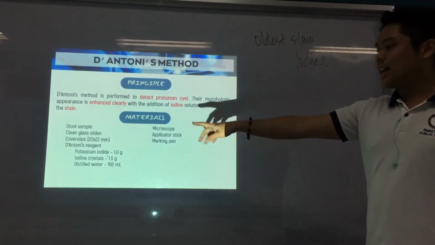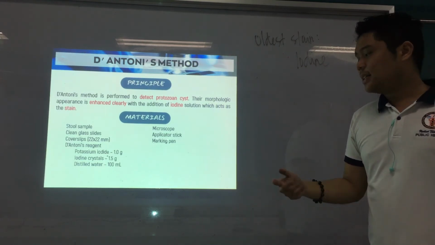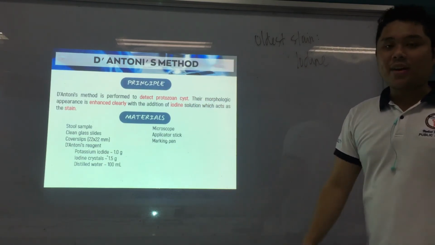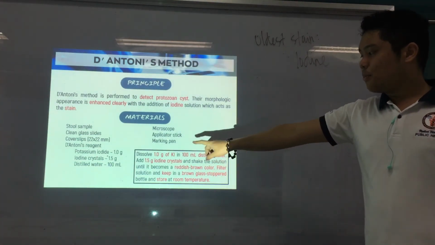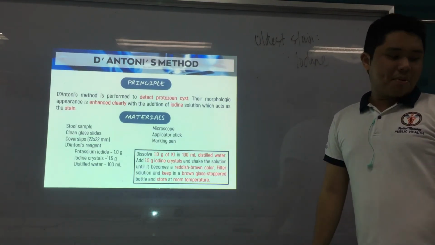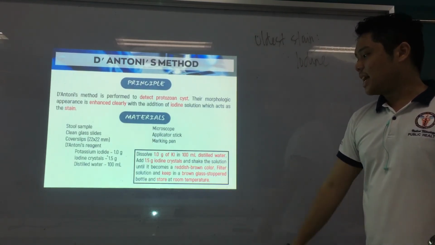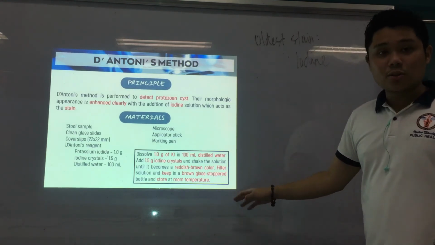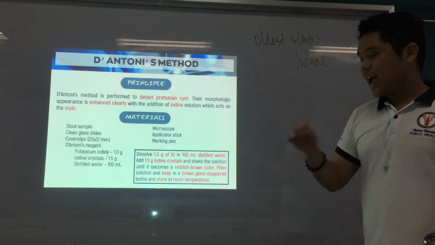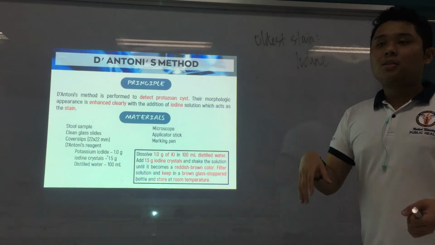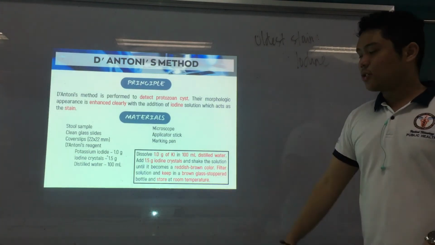For the materials, as you can see, the D'Antoni's reagent is composed of potassium iodide, iodine crystals, and distilled water, plus other materials similar to the DFS. This is the preparation of your iodine reagent, or D'Antoni's reagent. You dissolve potassium iodide, and I summarized it, hopefully you remember your Gen Chem chemical formulas, with 1.5 grams of iodine crystals until you reach a reddish-brown color. You filter the solution to remove any undissolved crystals, and you keep it in a brown bottle so that it is protected from light and the reagent will not disintegrate, and you store it at room temperature.